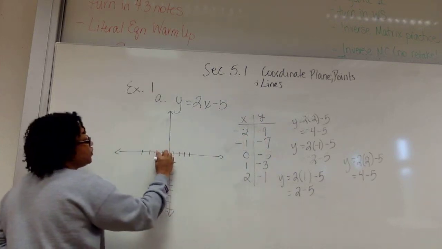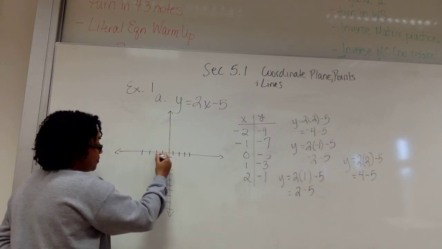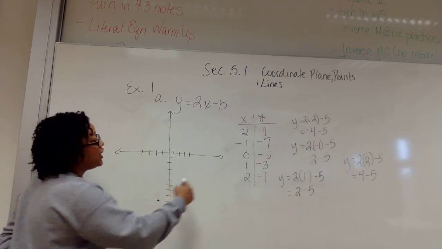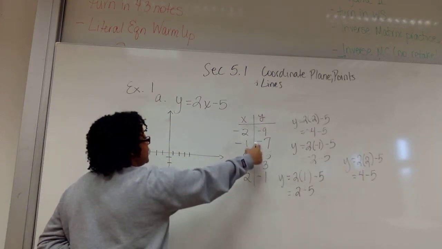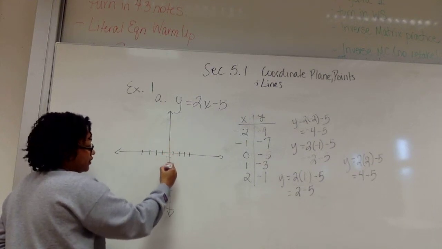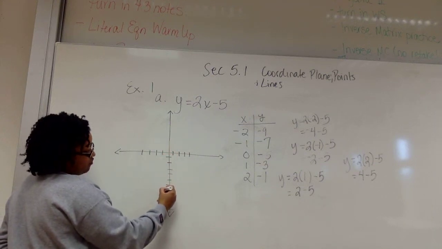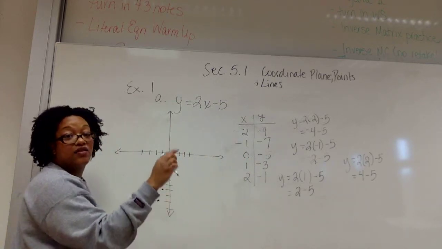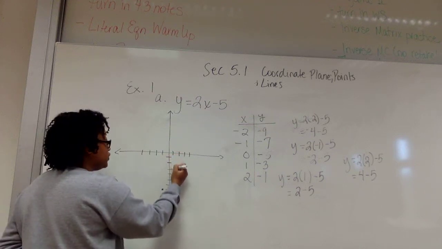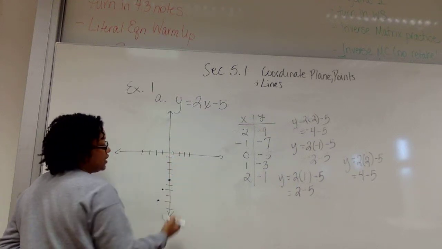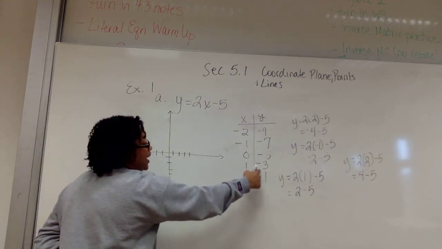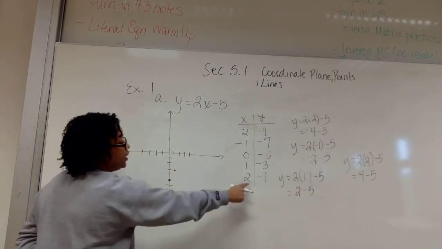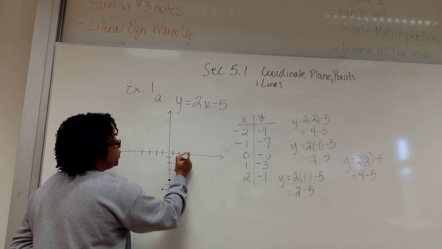So my first point is -2, -9. That tells me I'm going to the left 2 and down 9. So my first point is about right here. Plot your point, and let's do the next one. I'm at -1, -7. To the left 1 and down 7, which should be here. 0, -5, that's right on the y-axis. 0 means I don't go to the left or right, so just come on down, 1, 2, 3, 4, 5. There's my -5. 1, -3, so now I'm +1, so I go to the right, down 3. 2, -1, go to the right 2, down 1.